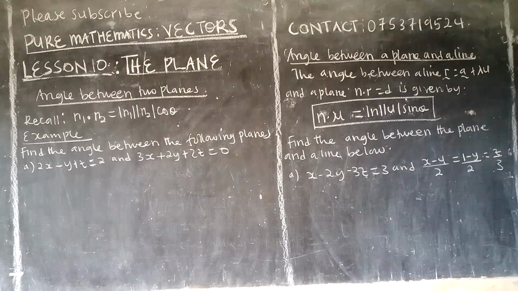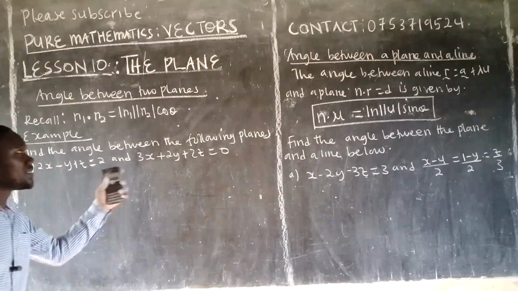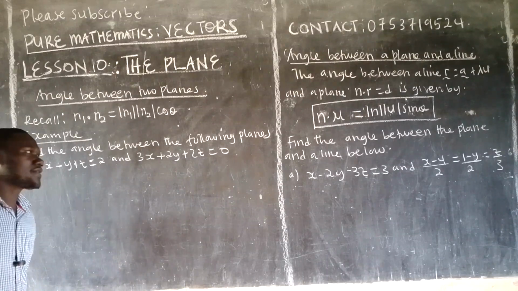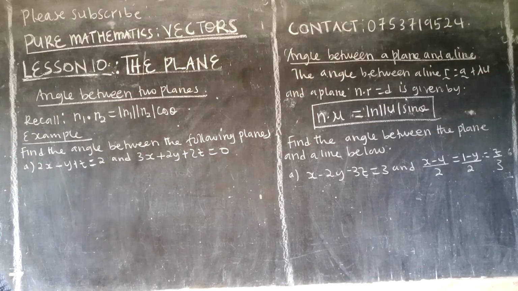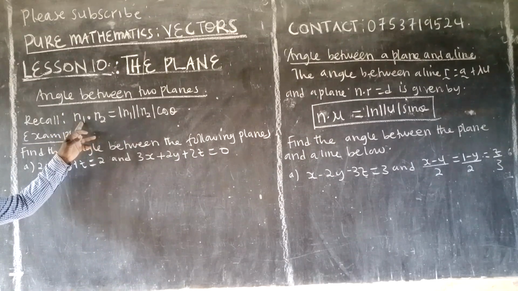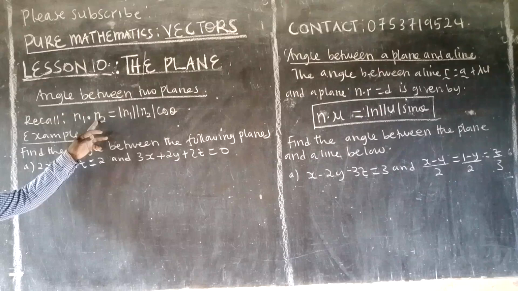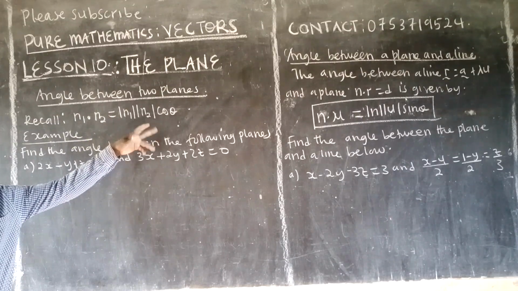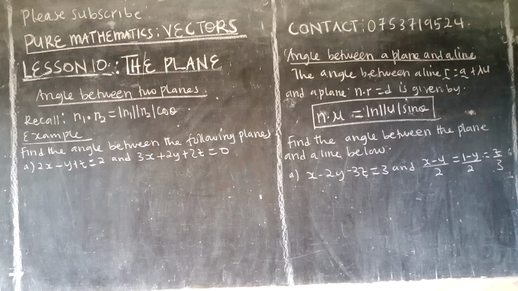All right, so we are in lesson 10, still about planes: the angle between two planes, and something very simple. Anything to do with angles in vectors, we go about the dotting. Recall, in a plane, a normal vector is what we respect. The angle between two planes: N1, the normal vector for plane 1, dotted with N2, the normal vector for plane 2, equals the magnitude of N1 times the magnitude of N2 times cos theta. As simple as that.